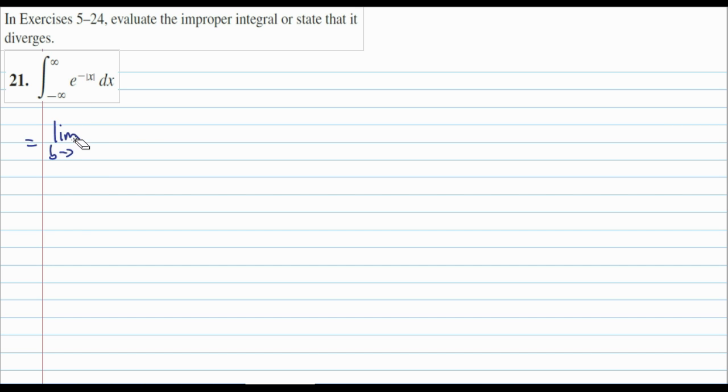So first we're going to split up the integral. So we're going to take the limit as b approaches negative infinity first from the antiderivative from b to 0 of our integrand dx. So b, the lower limit, is going to approach negative infinity, and we're splitting the integral at 0 just because it's easy. And then the limit as b approaches positive infinity then is going to be the antiderivative from 0 to b of e to the negative absolute value of x dx.